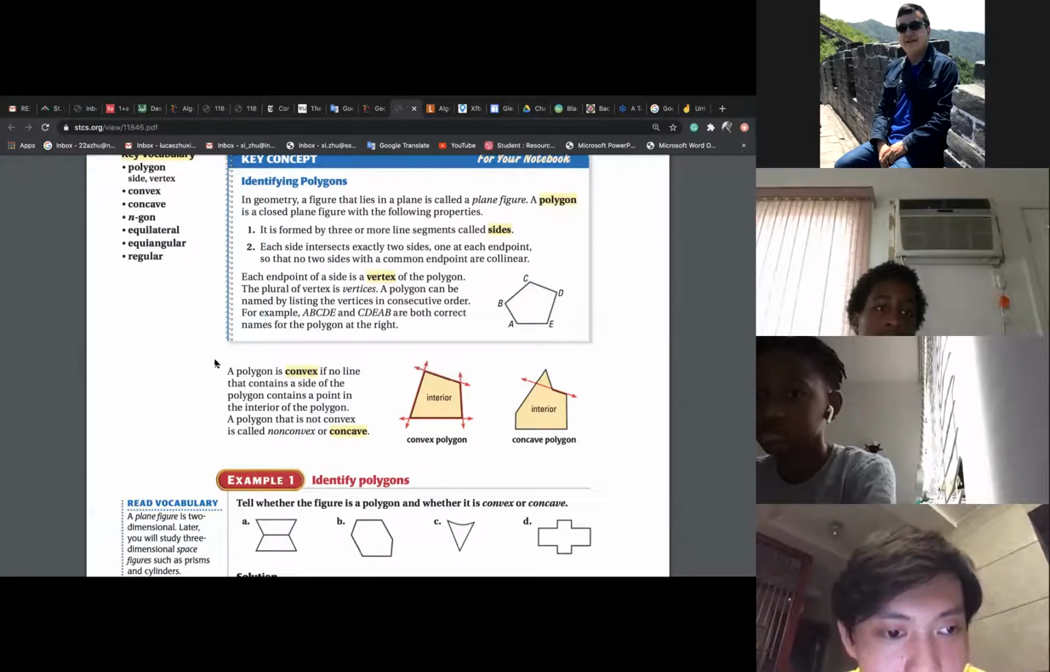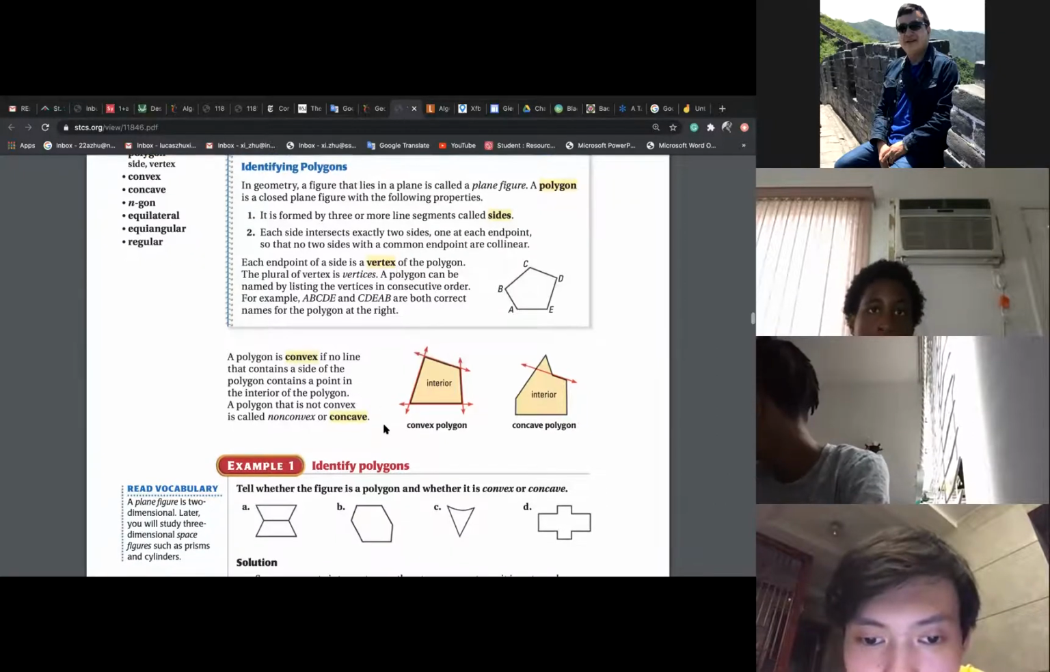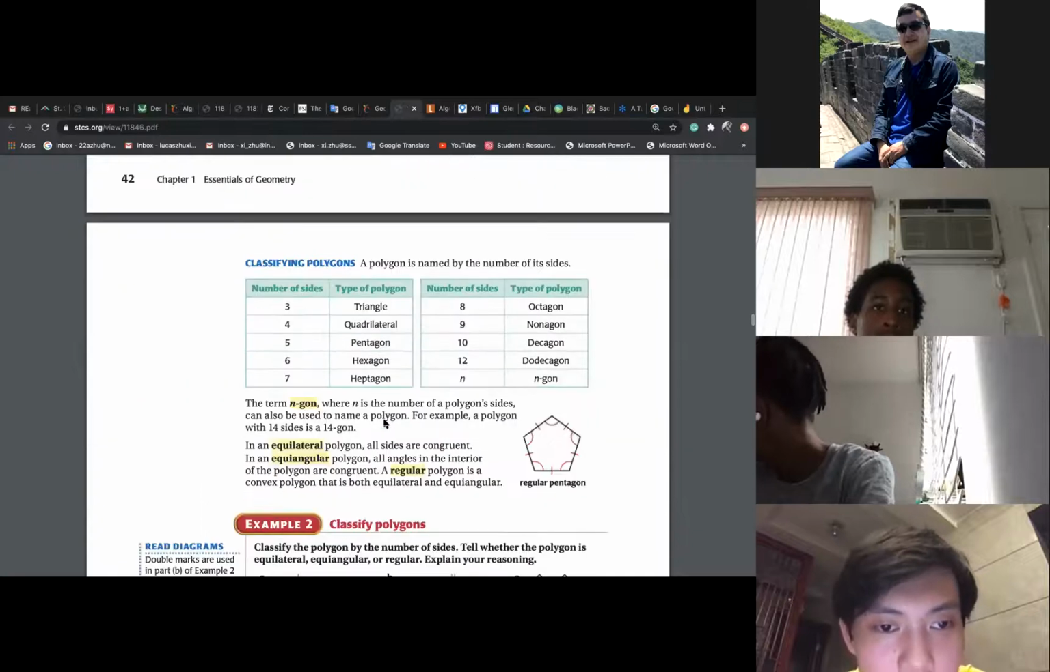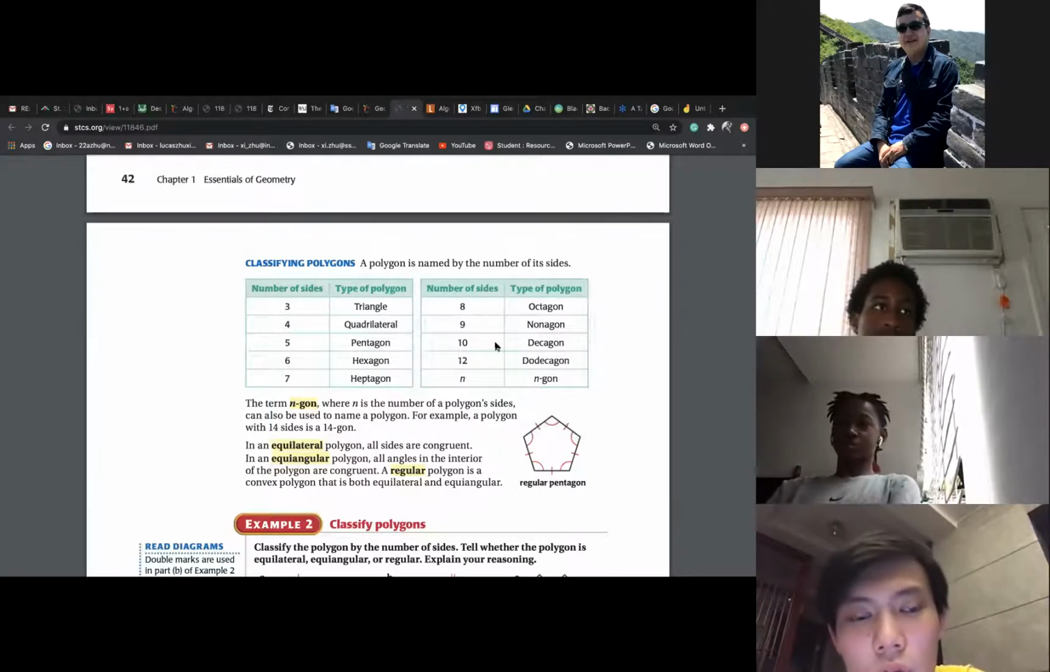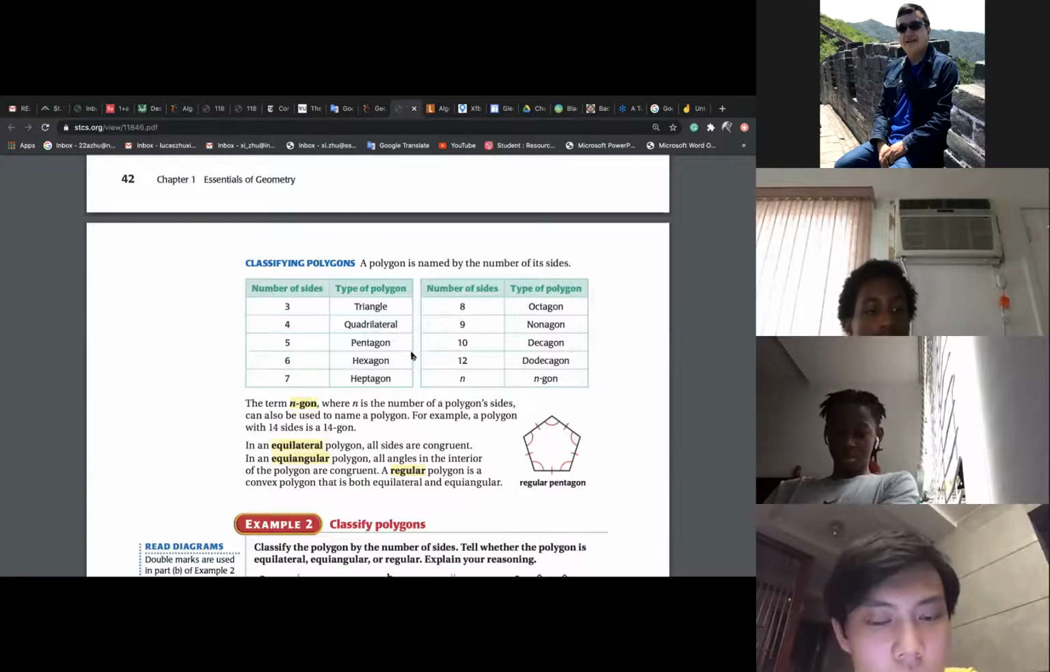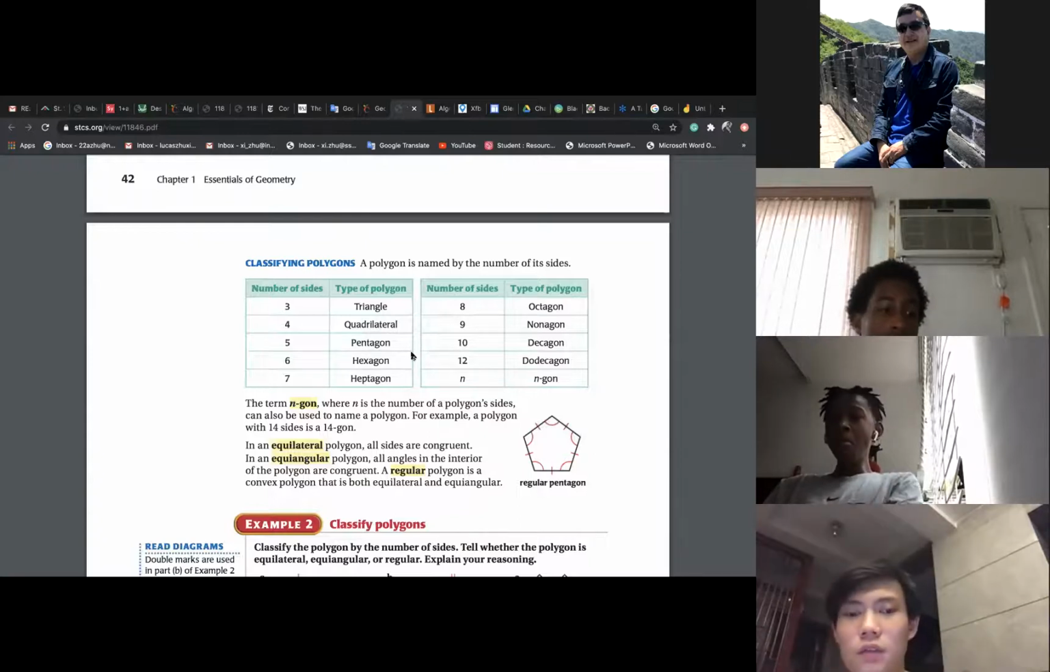A polygon is convex if no line that contains a side of the polygon contains a point inside it. I think that's not necessary. Remember the names for those polygons: triangle, quadrilateral, pentagon, hexagon. But you don't really have to memorize them, just know how many sides they have.